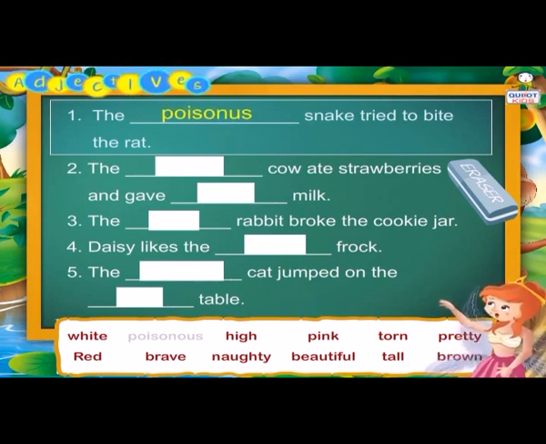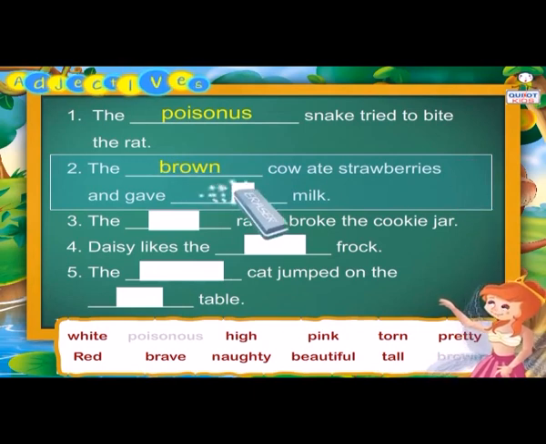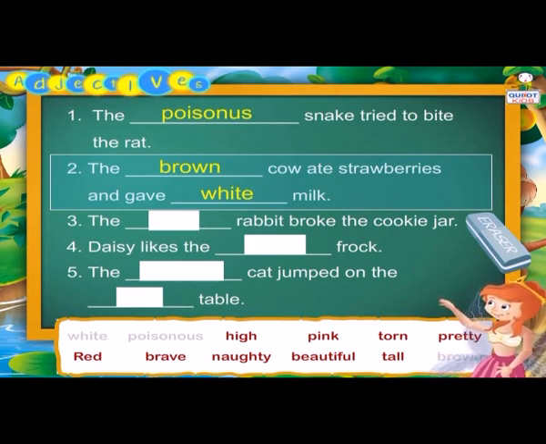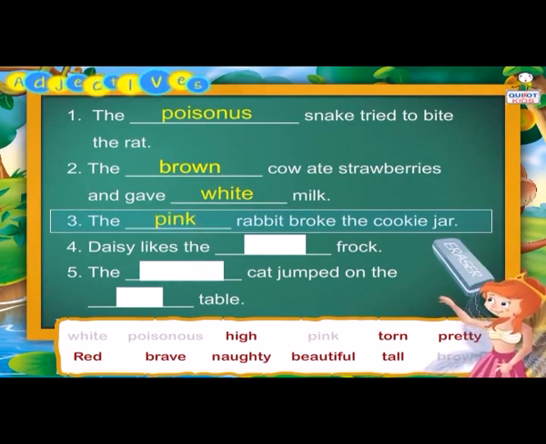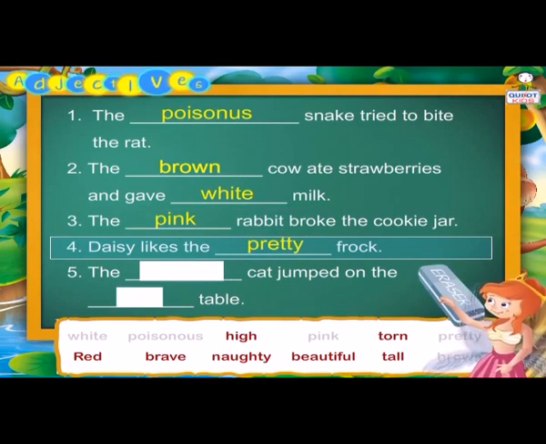Poisonous is an adjective. The dash cow ate strawberries and gave dash milk. Brown, white. The brown cow ate strawberries and gave white milk. Brown is an adjective. White is an adjective. The dash rabbit broke the cookie jar. Pink. The pink rabbit broke the cookie jar. Pink is an adjective. Daisy likes the dash frog. Pretty. Daisy likes the pretty frog.